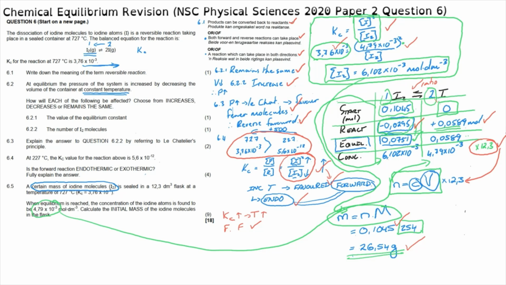Again, there were a number of ways to do this. It could also have been done by using a variable x in this table. And then with that variable x, we could find an equilibrium concentration with an expression in terms of x, and then substitute that expression into our Kc value. Again, the result and the mark allocation would have been exactly the same.